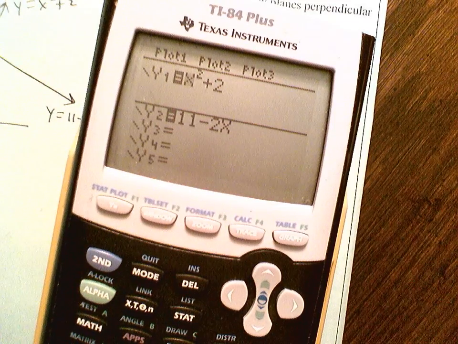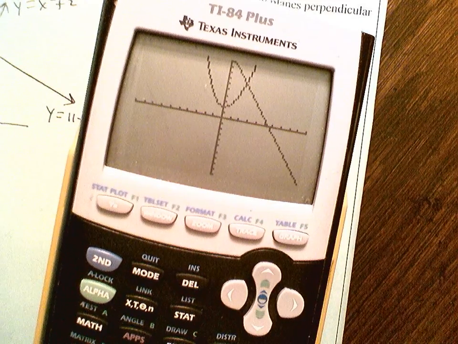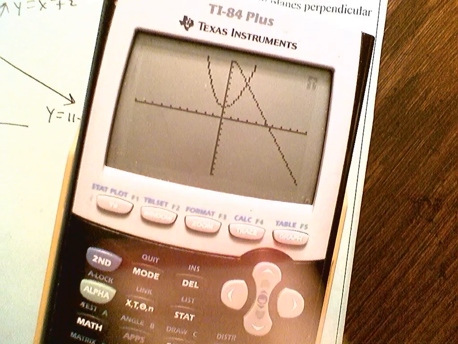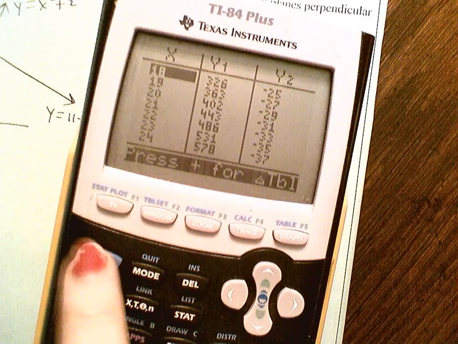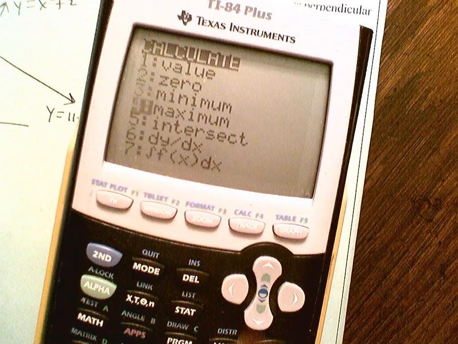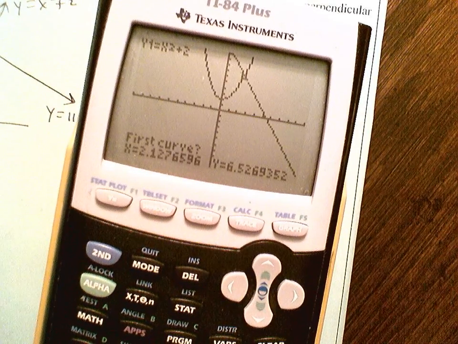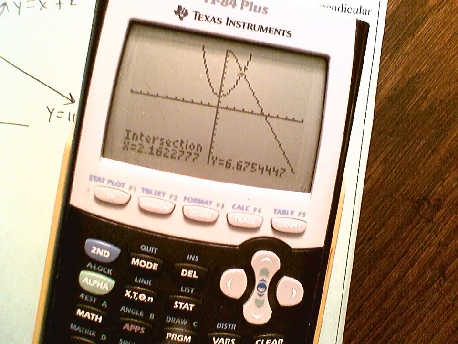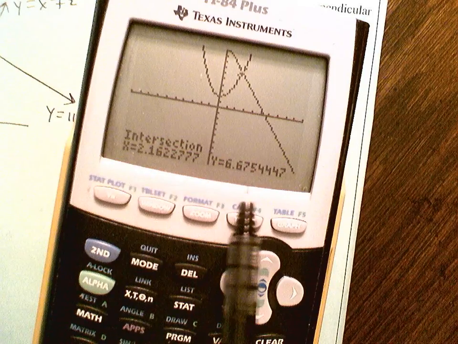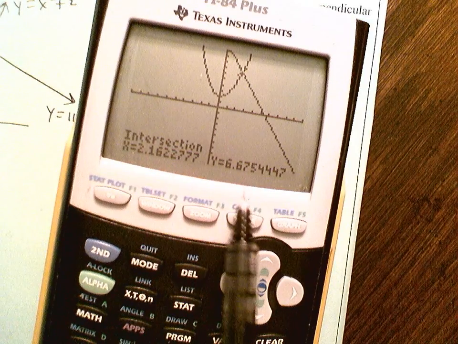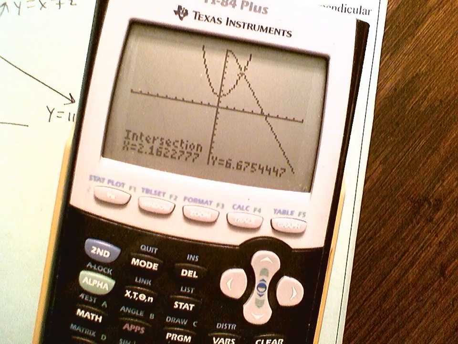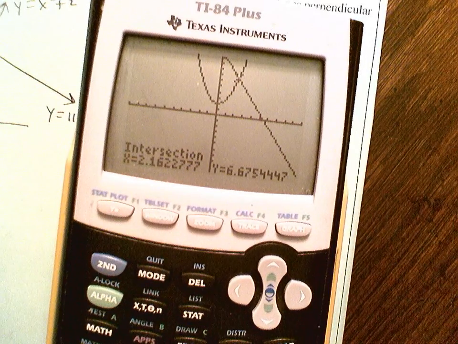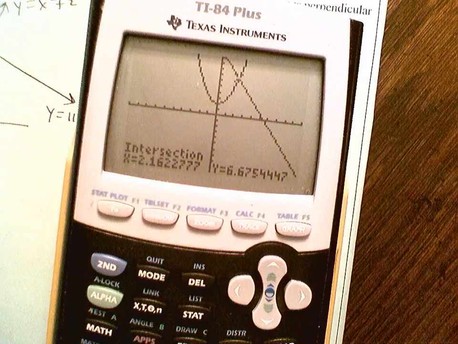So I'm looking for that point of intersection right there. I go to Calc, second trace, intersect. 1, 2, 3. And you see these intersection points, you do not want to use an estimate for them. So I'm going to store them in my calculator. Don't estimate those, let's store them.